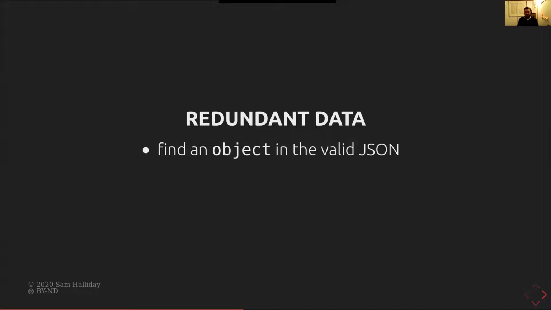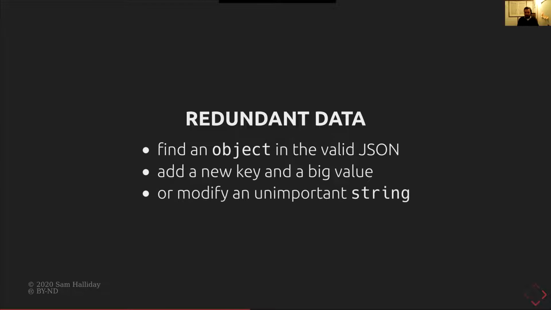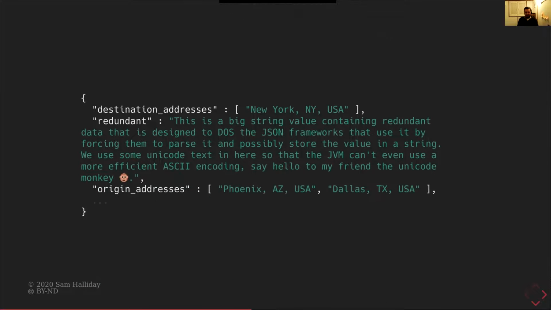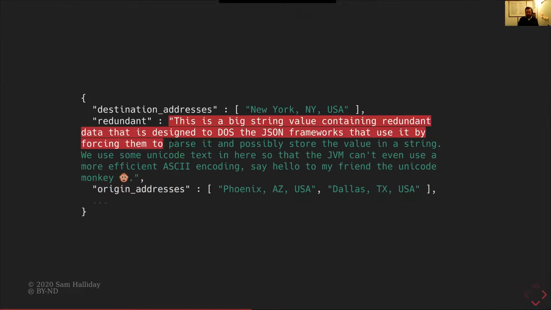The next thing is redundant data. So let's find an object in that valid JSON, and let's just add a new key and a really, really big value. Or we can find some string that isn't actually used for business processing. And this happens a lot where there's just redundant fields that are part of the data model. Everything will fail if you don't provide it, but it's never used for anything. A lot of the time you'll find a debug string or something like that that you could adapt. So there's a couple of different ways you can inject this attack. So here it is. It's the same JSON string, but now we're putting in a really big redundant key and value, really big thing here.